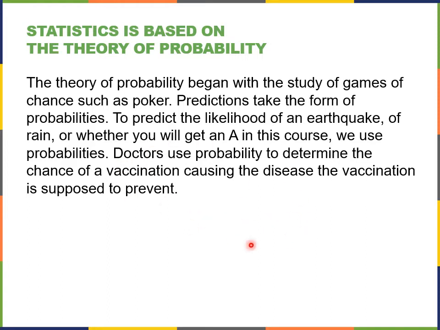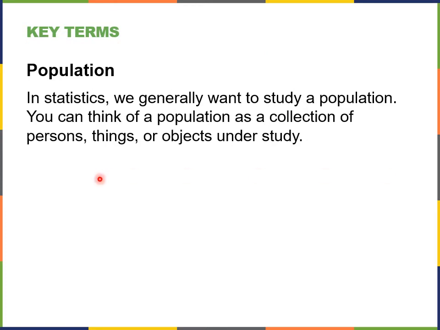So these all sound like different things, in that you're talking about playing games or you're talking about earthquakes or vaccinations, but the science and scientific experiments and statistics really are one and the same. And you're going to kind of see that here. So a couple of key terms here. One, population. This is an important one. In statistics, we generally want to study a population. Okay, population is the larger group that we want to study.